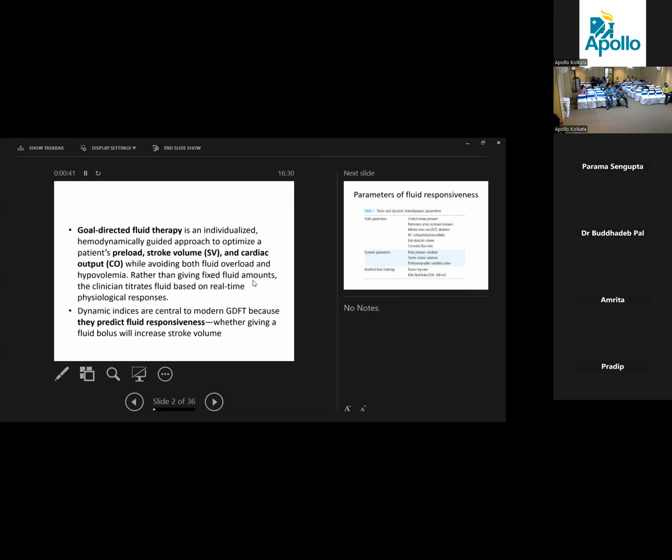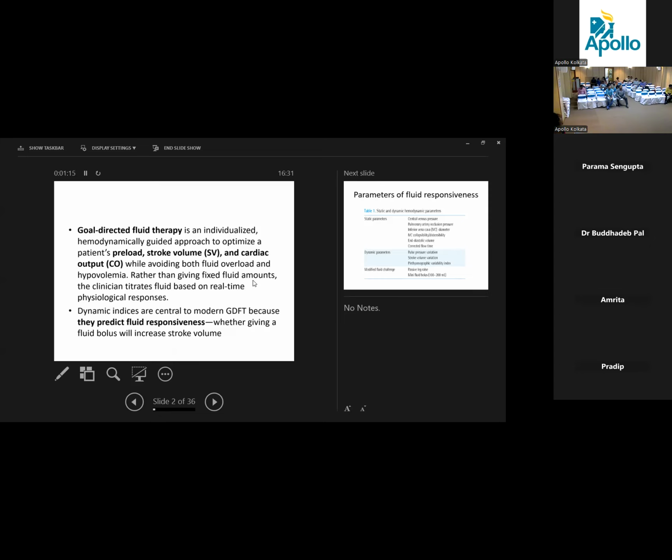So it's goal-directed fluid therapy. In cardiac surgery, what is our goal? The goal is to optimize the cardiac output by giving the right amount of fluid at the right time, without causing fluid overload, and also maintaining adequate tissue perfusion. So it is an individualized hemodynamically guided approach to optimize the patient's preload, stroke volume, and cardiac output while avoiding both fluid overload and hypovolemia. Rather than giving fixed amounts, we should titrate fluid based on real-time physiological parameters.